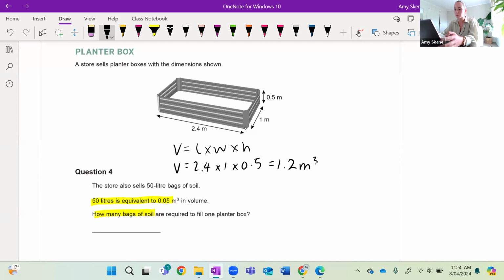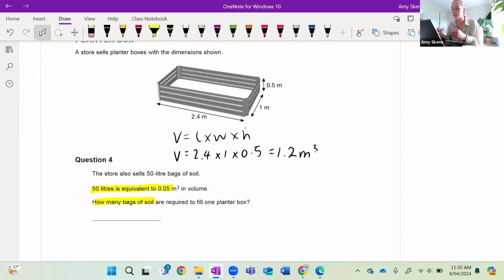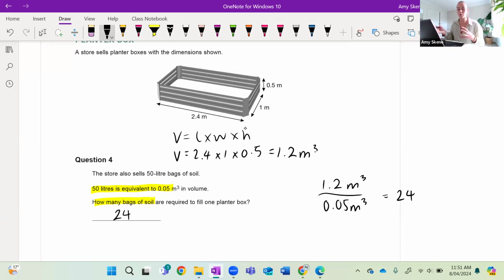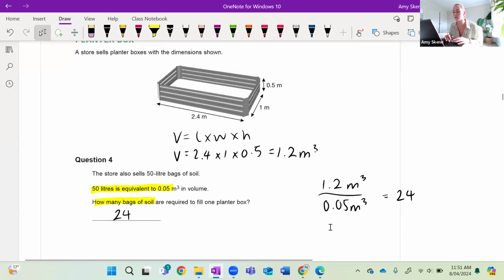Now we've got 1.2 meters cubed of the planter box, but we need to find out how many bags of soil can fit in there. So what we're going to do is 1.2 meters cubed divided by 0.05 meters cubed. And that's going to tell us how many different bags can fit in there. So on the calculator, again, we're allowed to do that. It gives us 24 exactly. So that's a nice answer. We don't have to worry about anything else. 24.